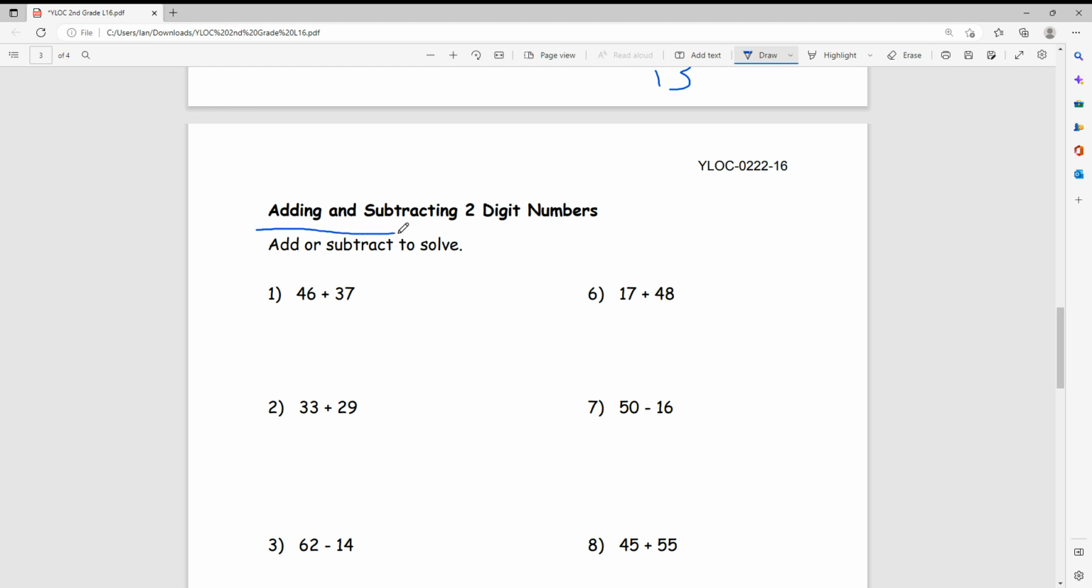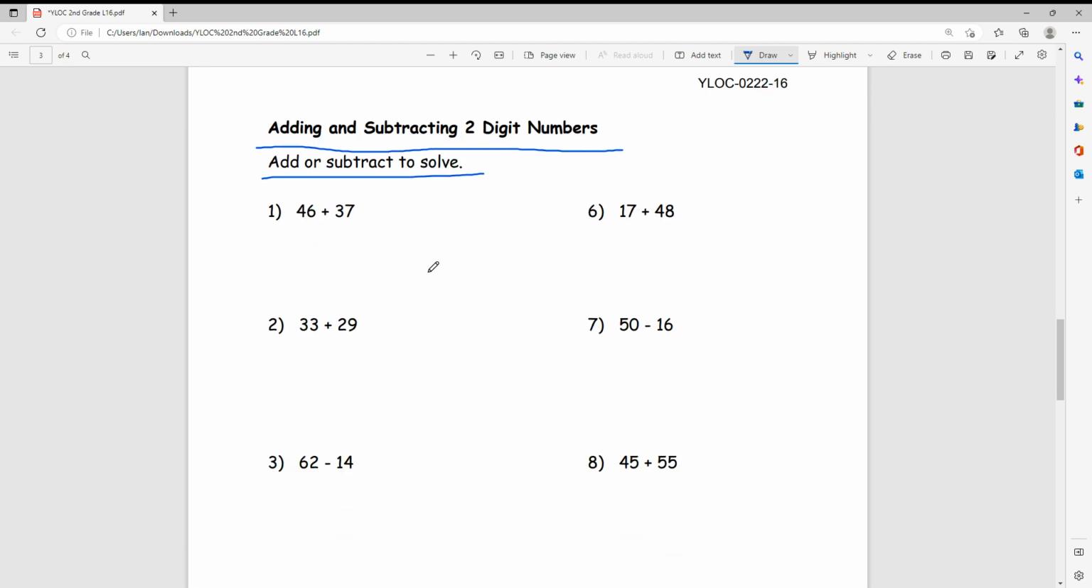So next is adding and subtracting two-digit numbers. This is add and subtract to solve. So number 1 is 46 plus 37. We can write it vertically here.